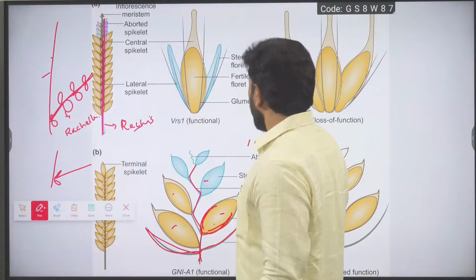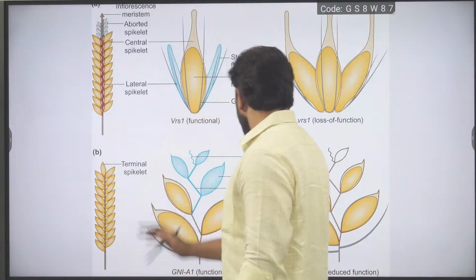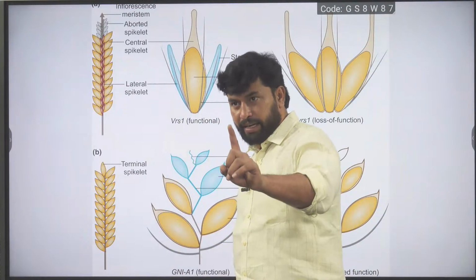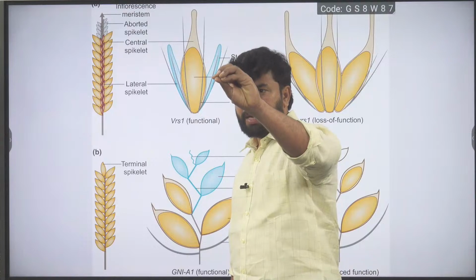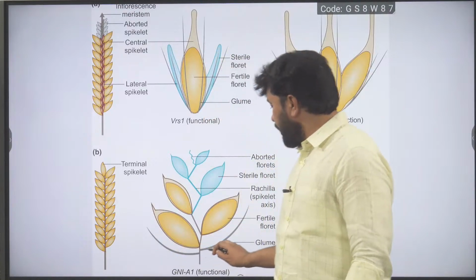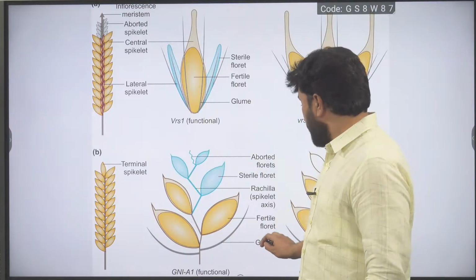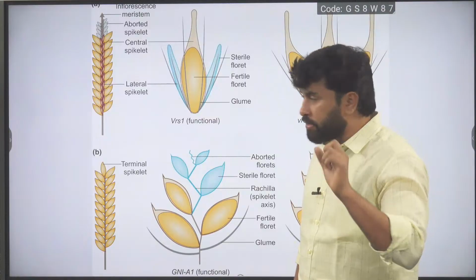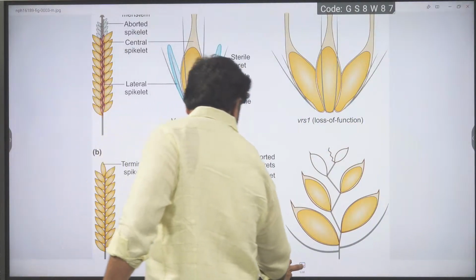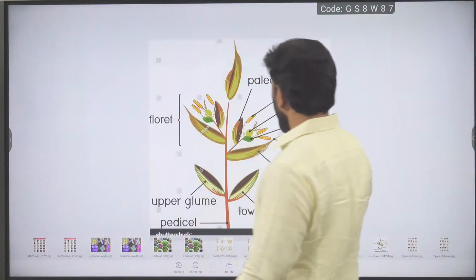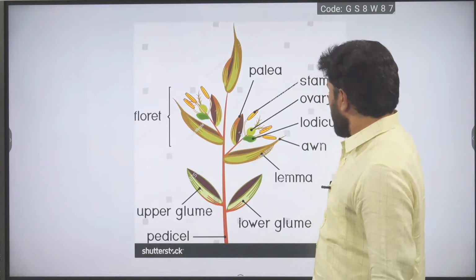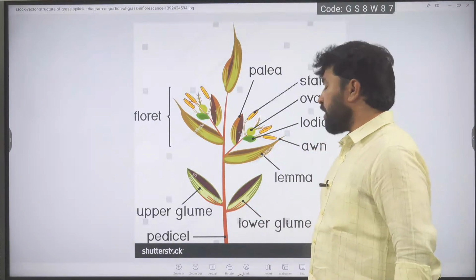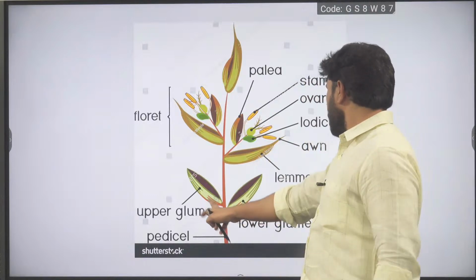I will take one flower separately. Remember, this is the main axis, rachis. It has a branch, rachilla. On each branch, a maximum of 5 flowers will be produced. Where the branch has originated, there will be some kind of reduced leaves. Those reduced leaves are called glumes. Exactly 2 glumes will be there, lower glume and higher glume.